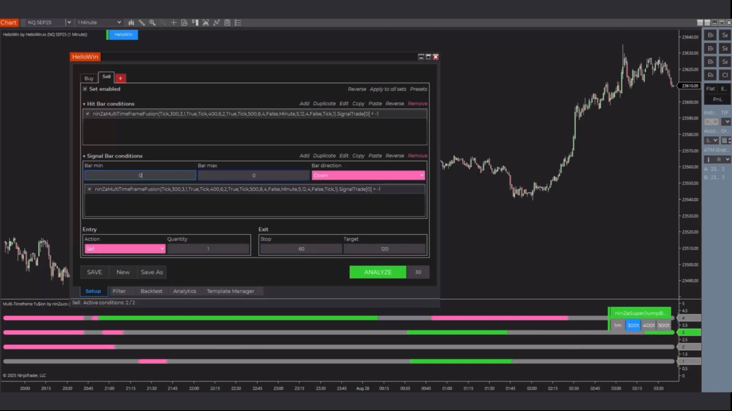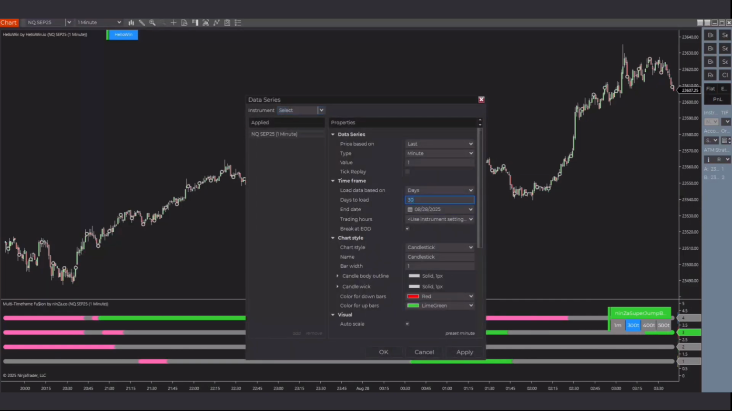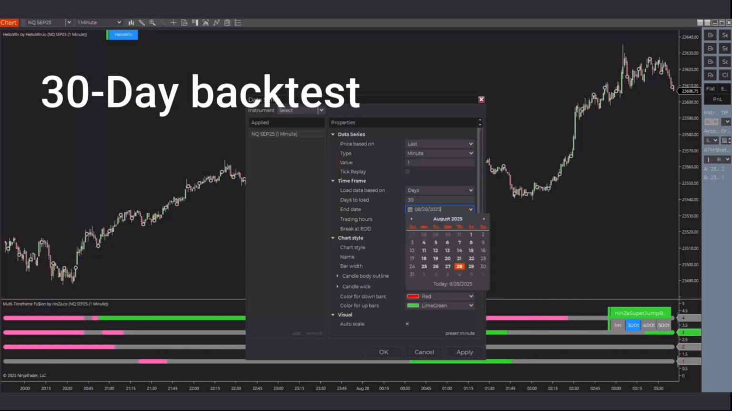Now let's move on to the backtesting process. Here, we'll be running tests over 2 different periods, 30 days and 75 days. We'll start with the 30-day backtest.